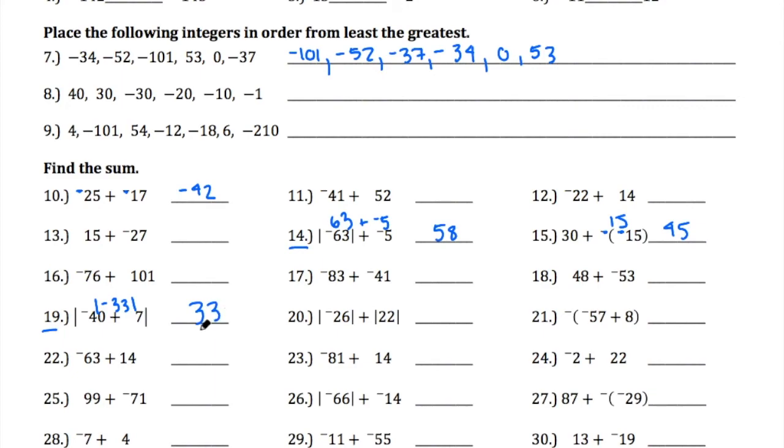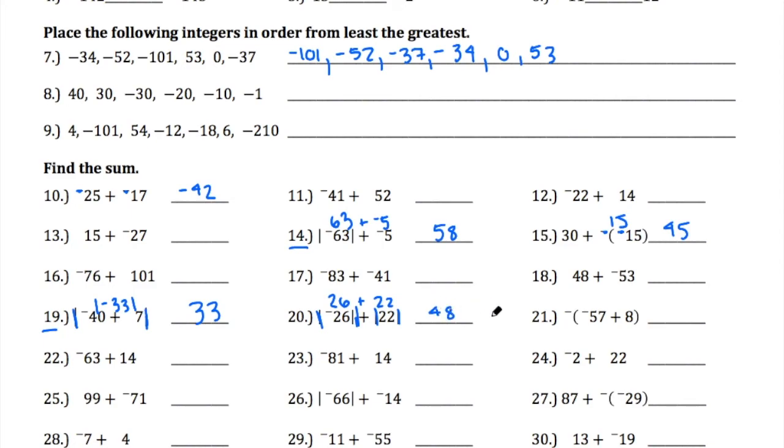Now notice how 19 looks different than 20. In 19, both numbers are together inside of one set of absolute value bars, versus in 20, each number has their own set of absolute value bars. So we're going to do one set of absolute values, then the other, and then we can combine them. So the absolute value of negative 26 is positive 26. The absolute value of 22 is still 22. It stays positive. It's its distance from 0. So we're going to add those together. 26 plus 22 gives us 48.